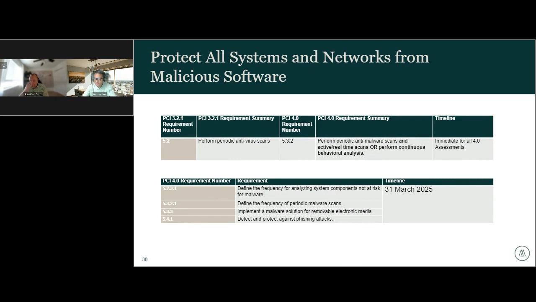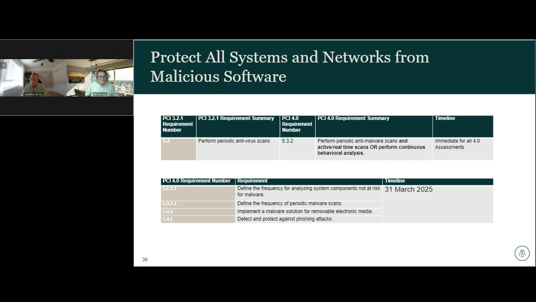So we talked a little bit about this briefly. Historically speaking, the standard has required periodic antivirus scans. Well, now the prescribed approach is opening it up to where you can perform continual behavior analysis. But I also want to point out there's a subtle nuance there that you can see in the column of the 4.0 requirement summary for 5.3.2, it says perform periodic anti-malware scans and active/real-time scans. So you're doing the weekly or daily scans in addition to the active scans, or you're using something that does continual behavior analysis.